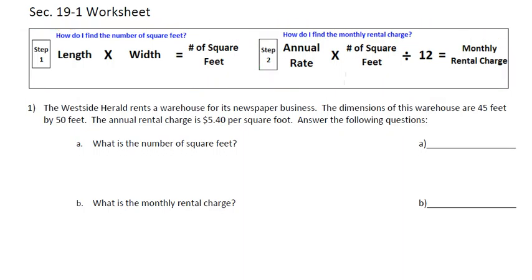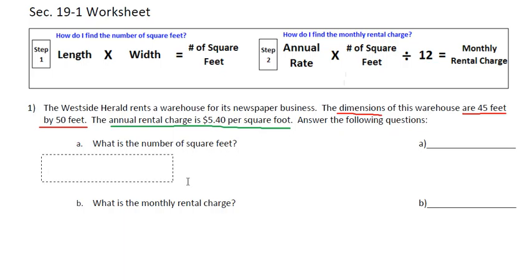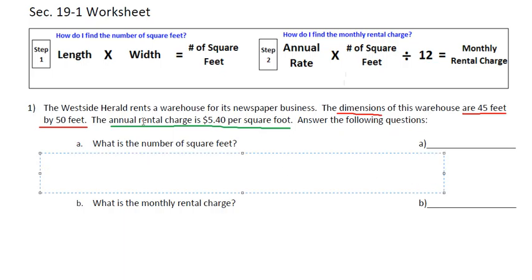Well, to get us rolling, let's start reading. The West Side Herald rents a warehouse for its newspaper business. The dimensions of this warehouse, and this is kind of important, are 45 feet by 50 feet. The annual rental charge is $5.40 per square foot. Answer the following questions. Letter A is: what is the number of square feet?